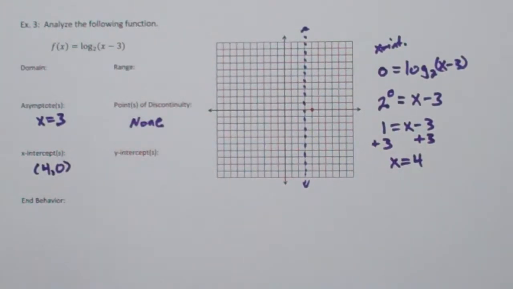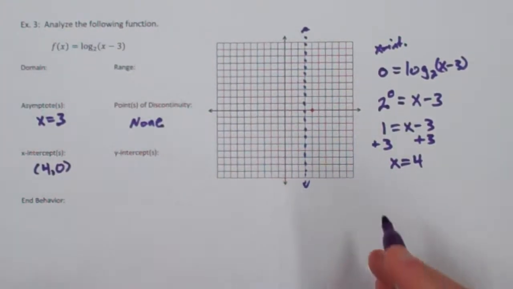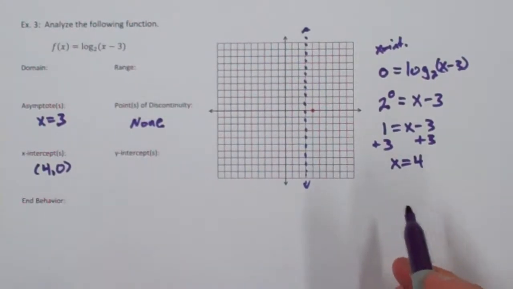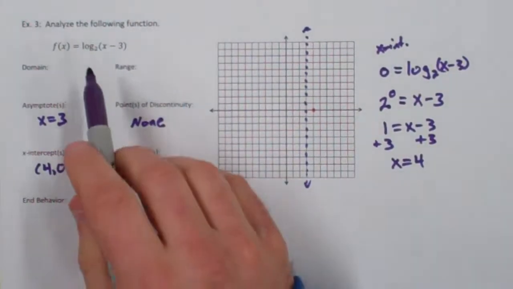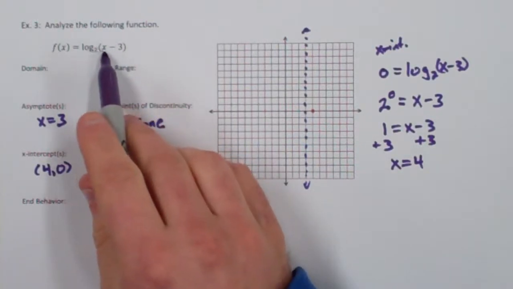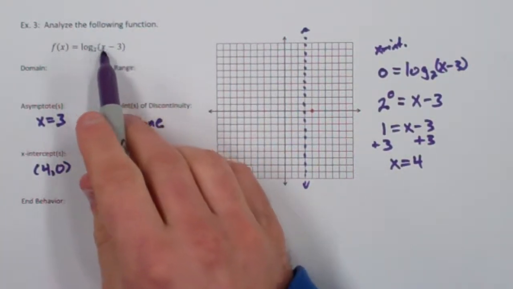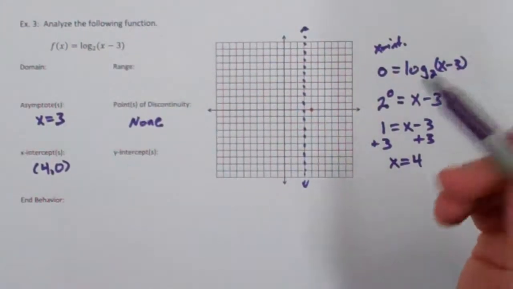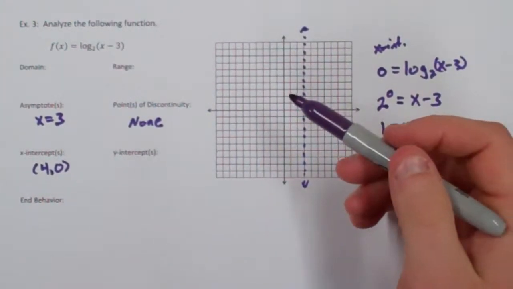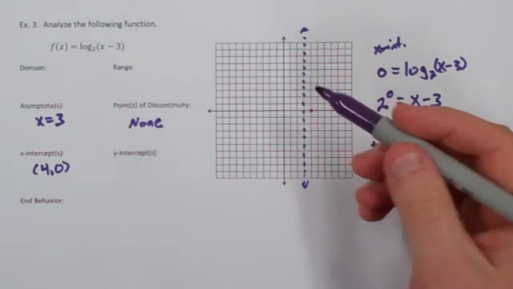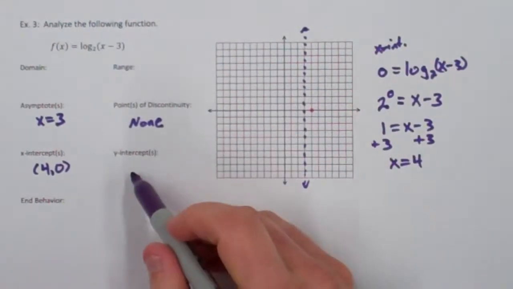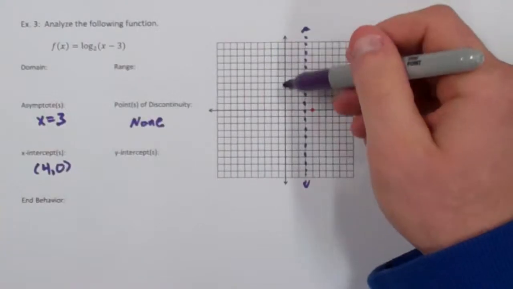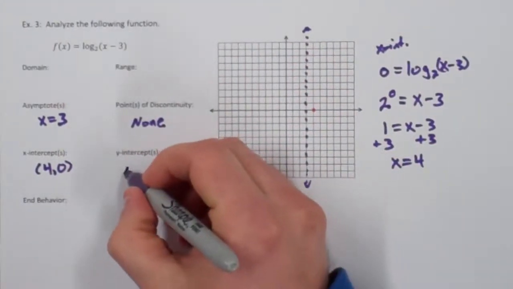The y-intercepts, in this case, we could try to solve for y when x is 0. If we look at the function though, an x value of 0 is going to produce a negative value here, and 2 raised to any power can't be negative. So that value is not in the domain for this function. There will be no y-intercept. This graph will not hit the y-axis, so we could just write none.